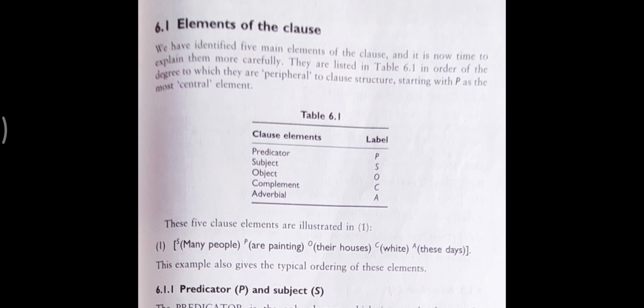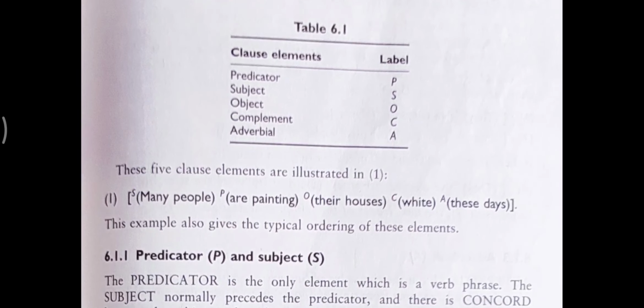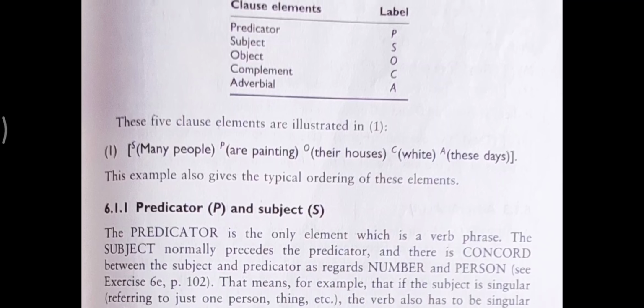So in the table that is right in front of you, you can easily find that there are clause elements and the labels that have been used for them. So we have predicate or predicator, labeled as P. Subject is S for subject. Object is O. Complement is C, for complement or completing. Adverbial, we have multiple types of meanings, a variety of meanings expressed by adverbial, and so we have A as a clause label. These 5 clause elements are illustrated in an example that is given here.